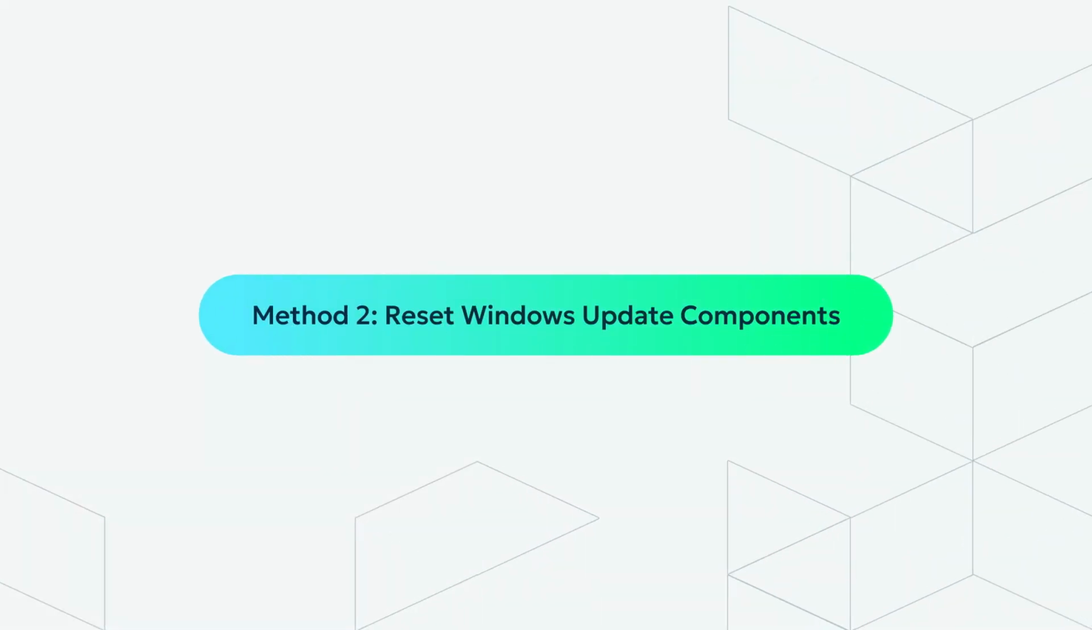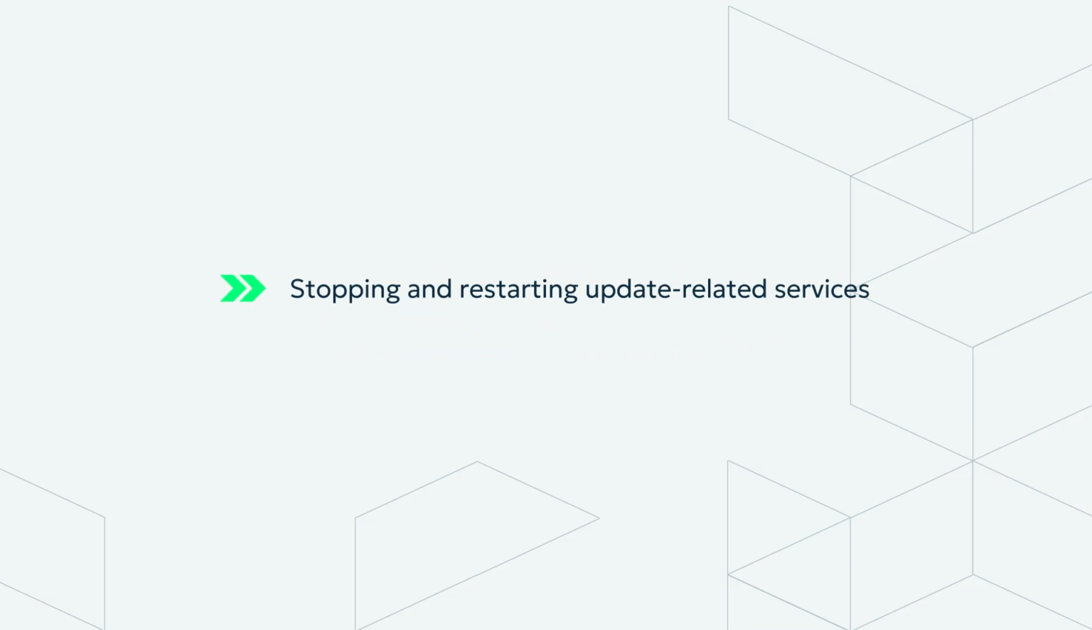Reset Windows Update components. Resetting Windows Update components manually is the next option. Stopping and restarting update-related services and renaming key system folders forces Windows to rebuild fresh update files.